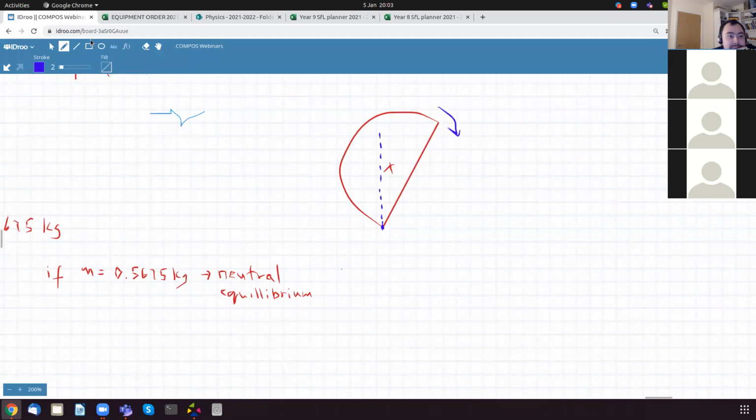But if the shape is like this, for example, then you can tilt it. The center of mass is here. The point of contact is here. Even if you tilt it more than 90 degrees, it will still return to the original position.